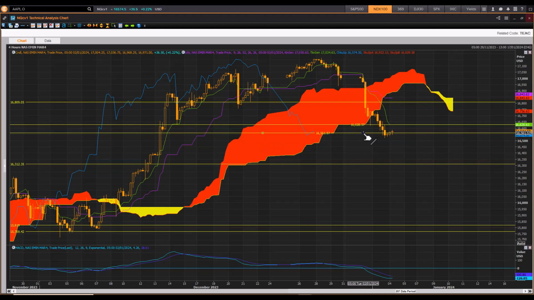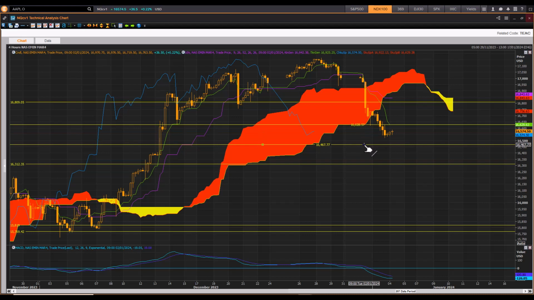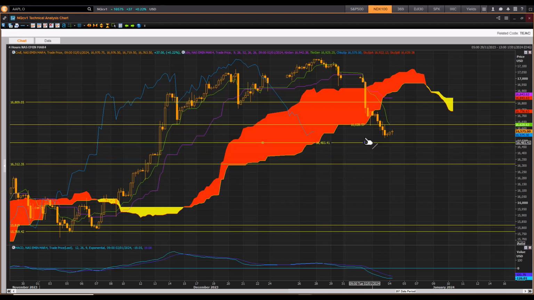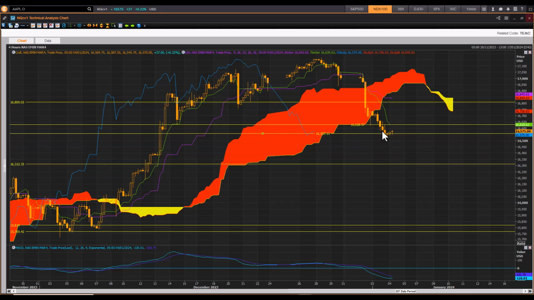So currently testing 16,561. If that one fails, we could see this one zone here at 16,467, and the bottom end here at 16,385 zone. So these are the downside support targets, but watch out for potential snapback from this rally here, and then the upside potential would be the bottom end of the cloud resistance zone. But outlook is now kind of bearish on the 4-hour Ichimoku.